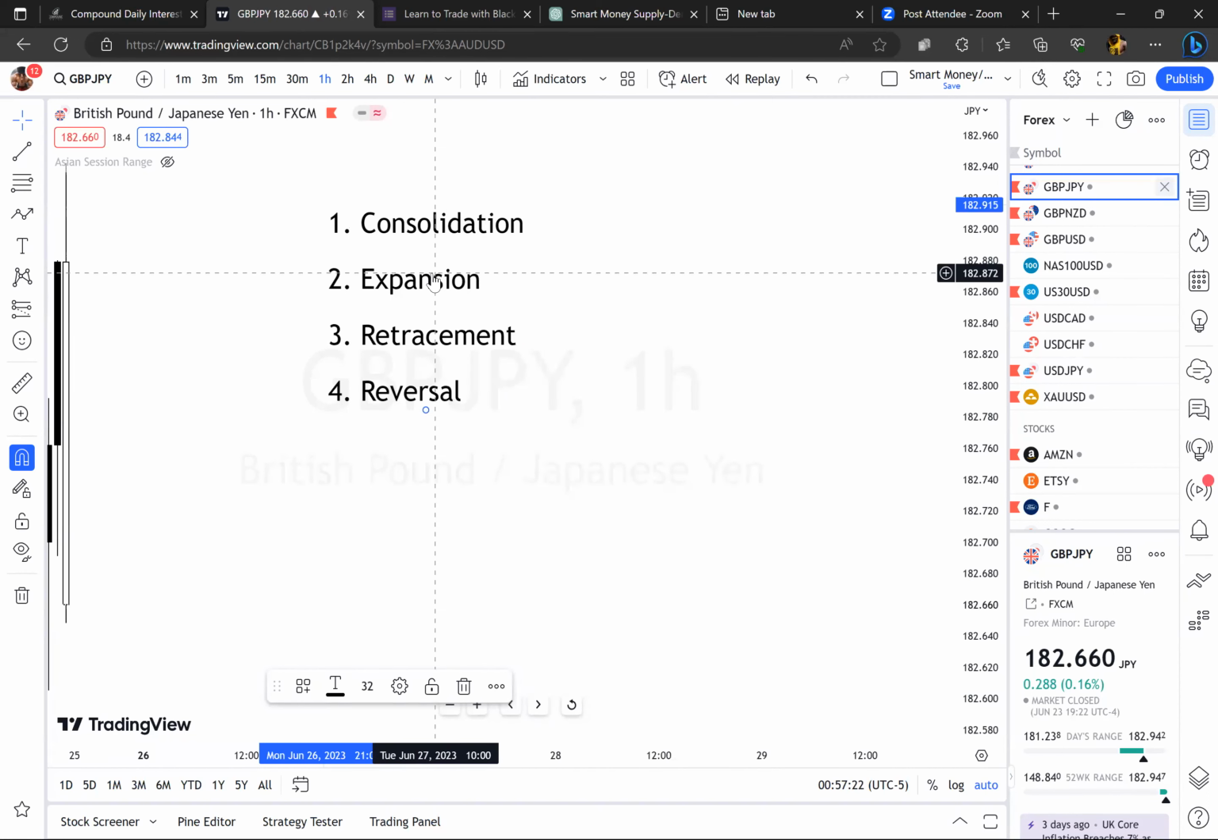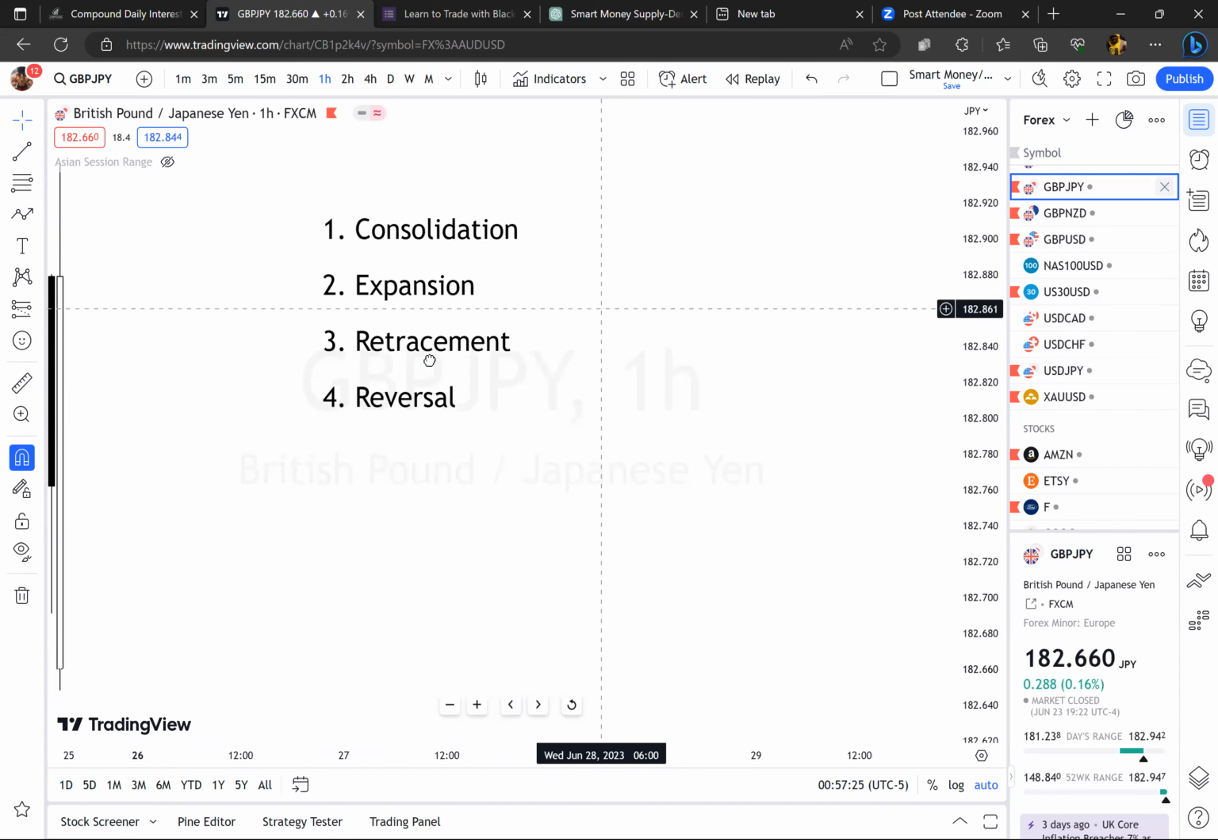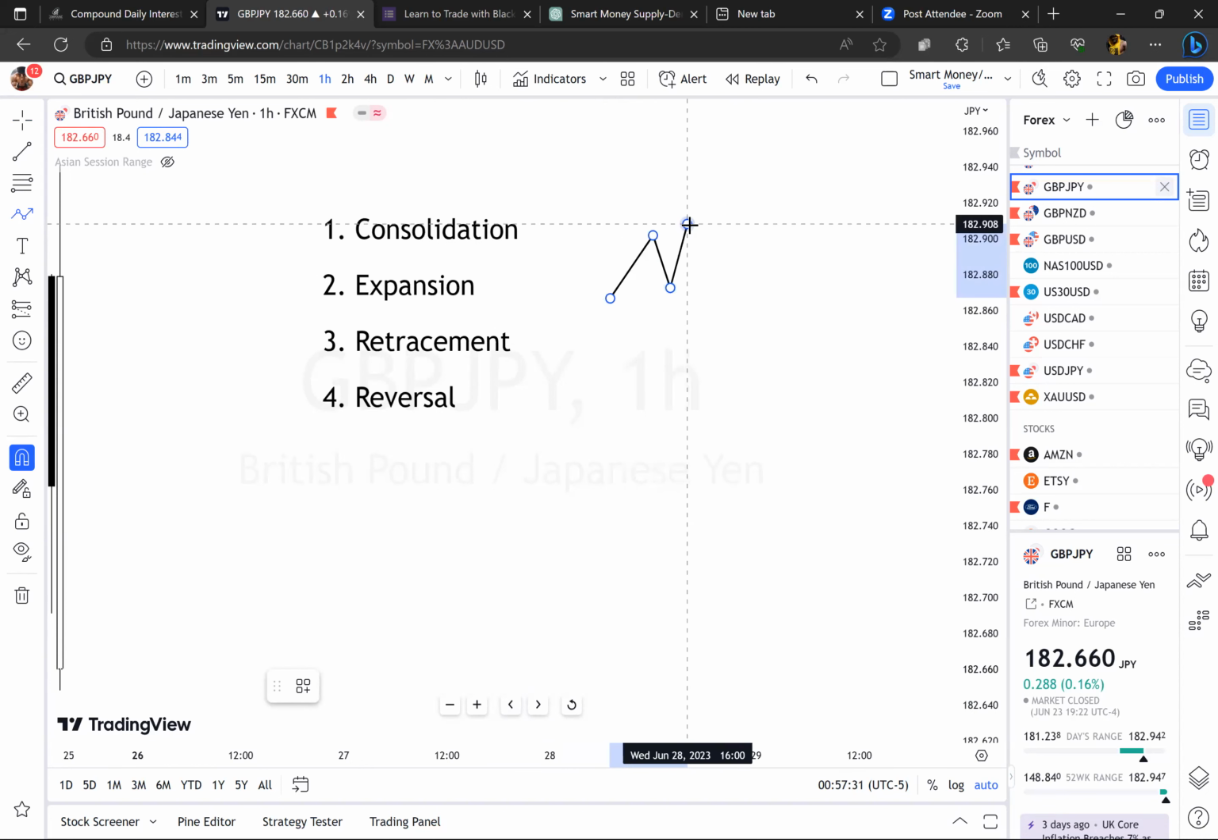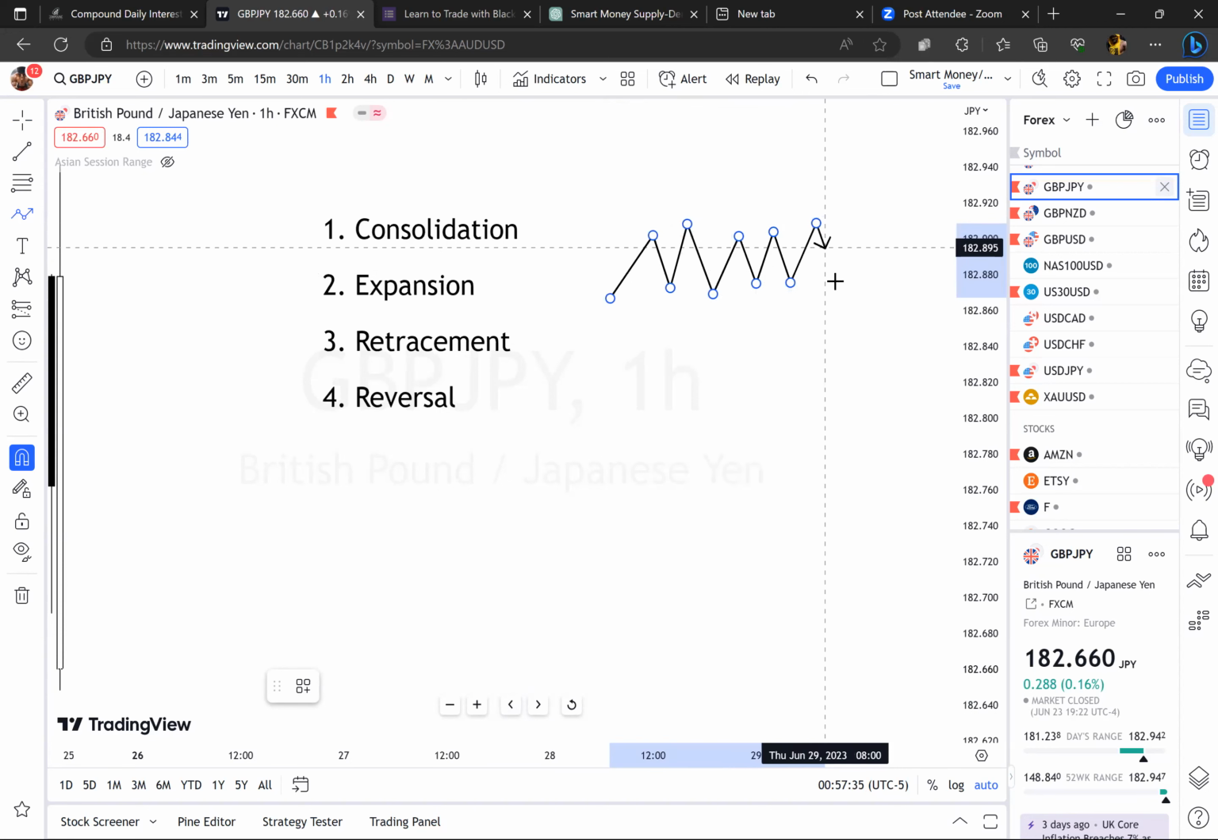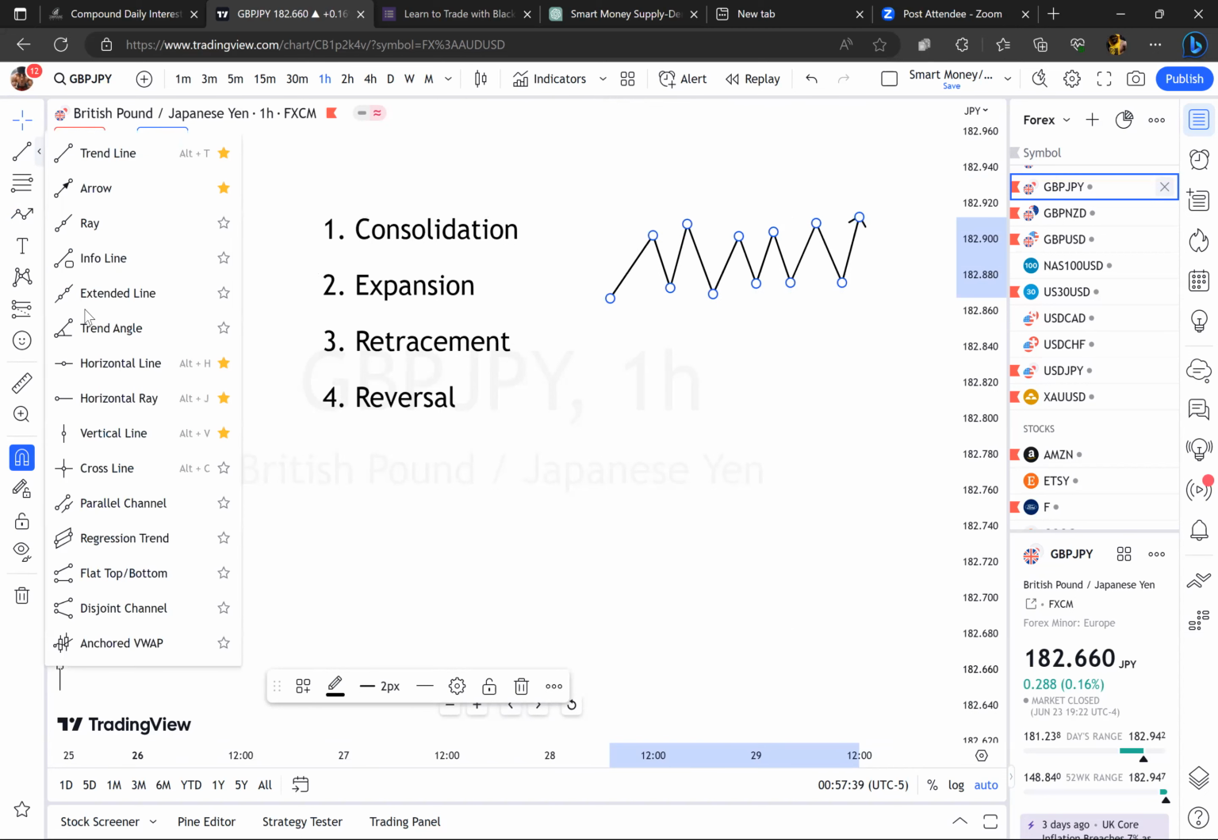Okay. So consolidation. Everybody knows. Well, I ain't gonna say everybody. But for those of you that trade already, you pretty much know that in consolidation, price moves up and down in a sideways motion, creating liquidity, right?